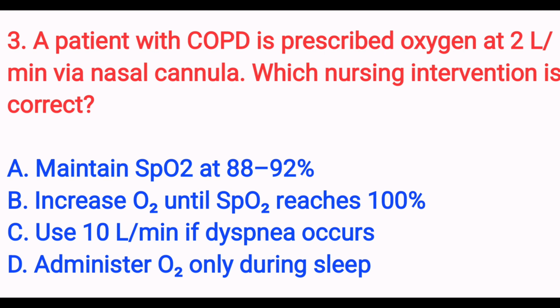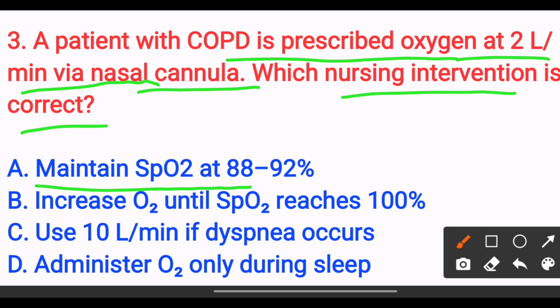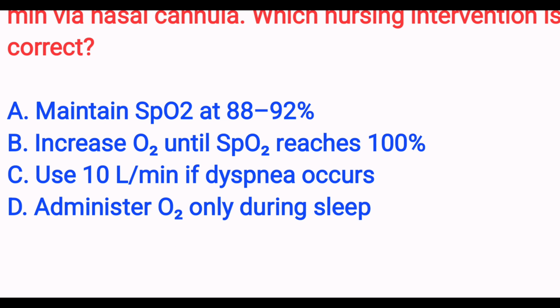Next, a patient with COPD is prescribed oxygen at 2 liters per minute via nasal cannula. Which nursing intervention is correct? Option A, maintain the SpO2 at 88 to 92%. Option B, increase the O2 until SpO2 reaches 100%. Option C, use 10 liters per minute if dyspnea occurs. Option D, administer O2 only during sleep. The answer is option A, maintain the SpO2 at 88 to 92%.